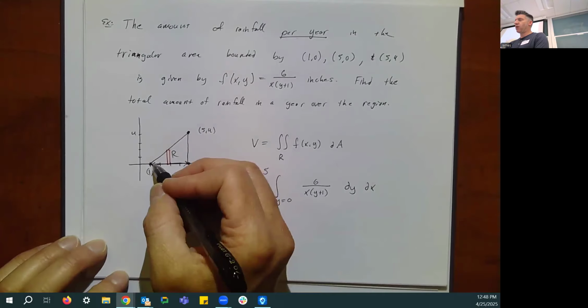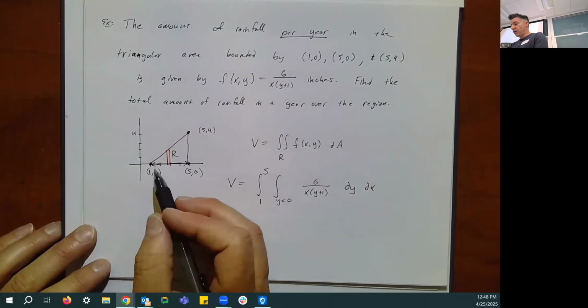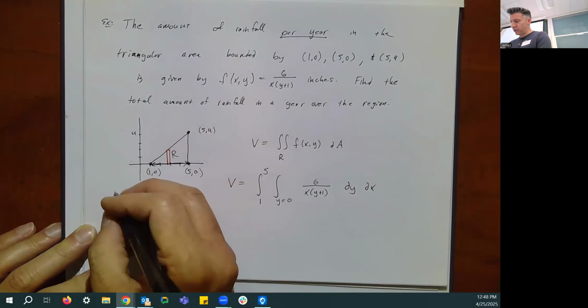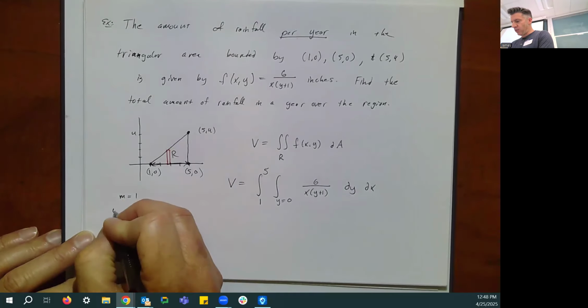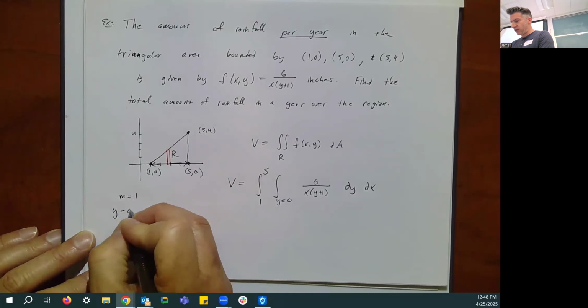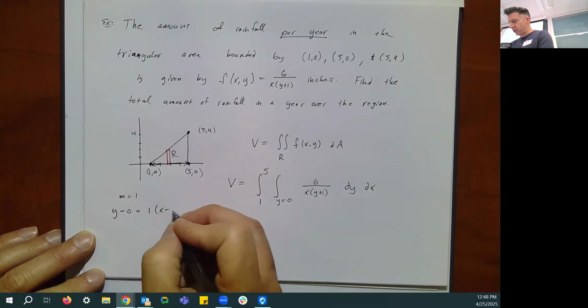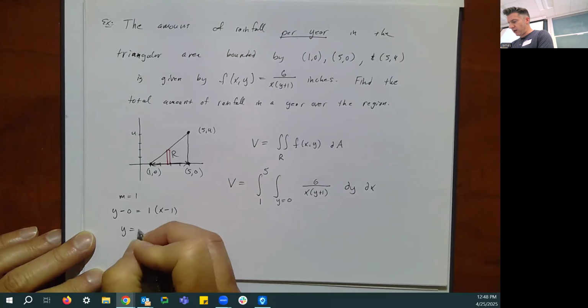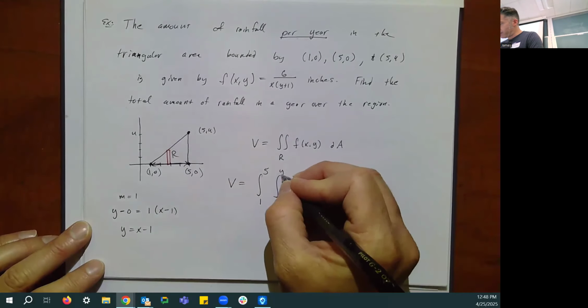A lot of these triangles are going to have a slope of 1 or -1. This one also does, right? We're going over 4 and up 4, so our slope is 1. Then you can find the equation by saying y minus the y coordinate is equal to your slope times x minus the x coordinate. So we get y equal to x minus 1. That's our upper boundary.